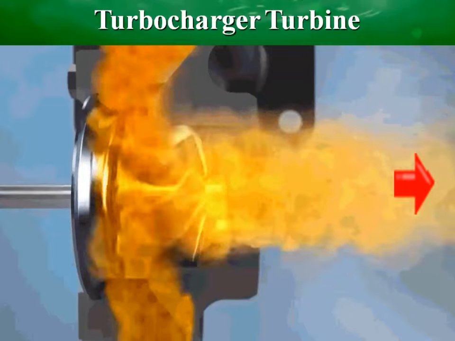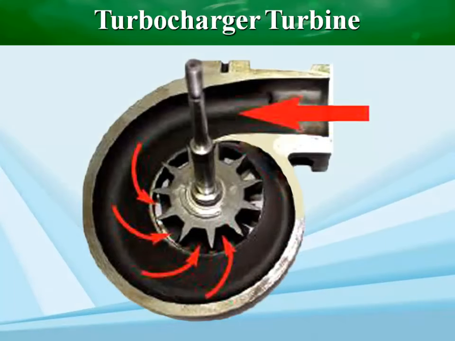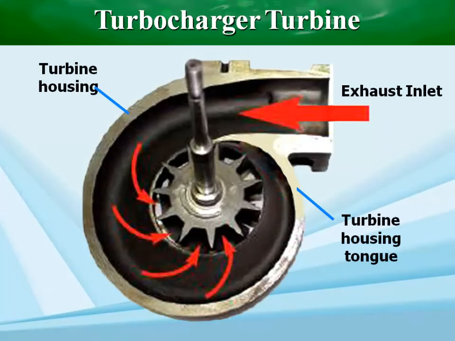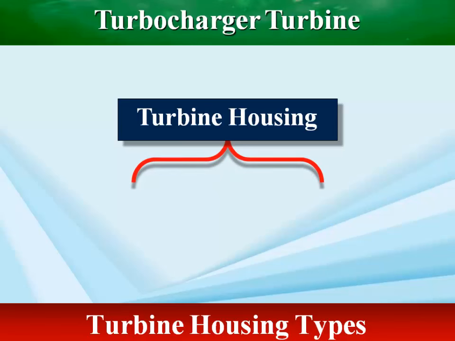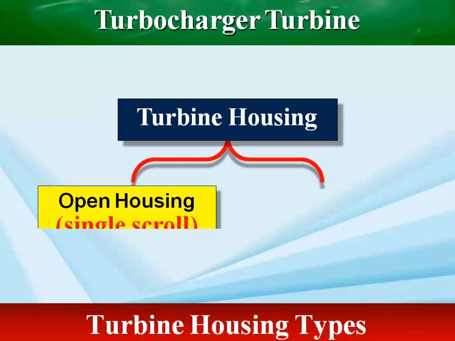The volute progressively has a smaller and smaller cross-sectional area. As the exhaust begins to exit the housing, exhaust energy is lost. The tongue of the turbine housing forces the remaining exhaust gas energy in the volute to exit the housing. While there are many specialty turbine housing types, the two most common are open and divided housings.